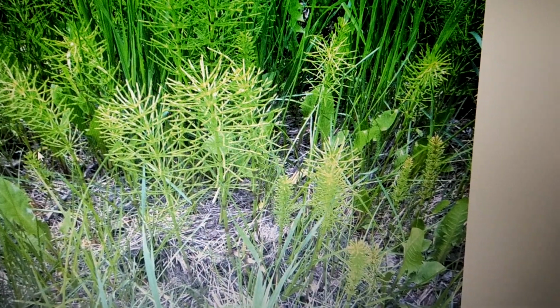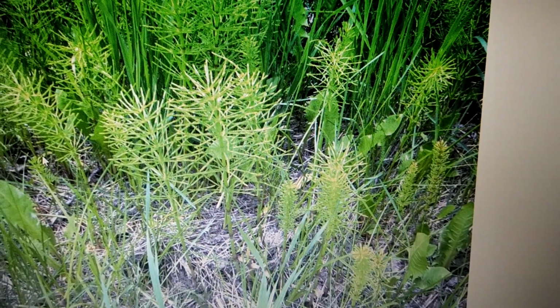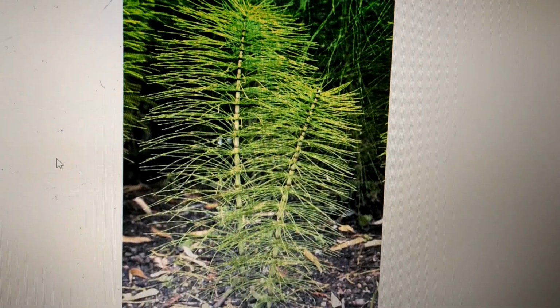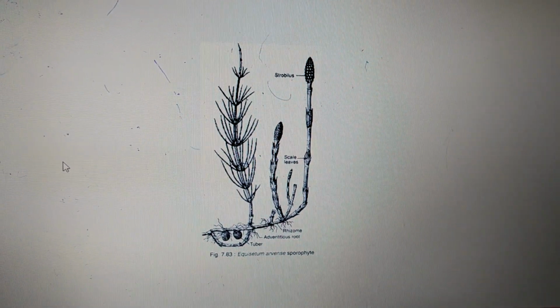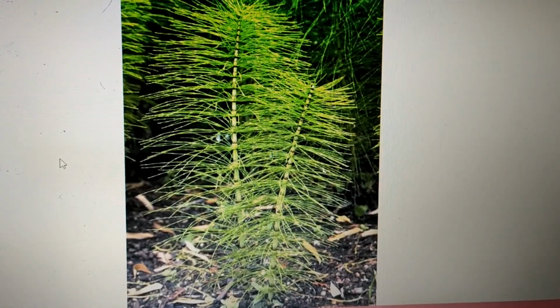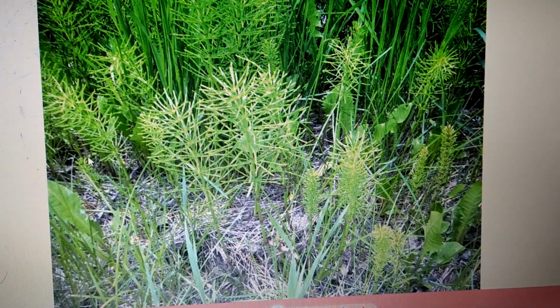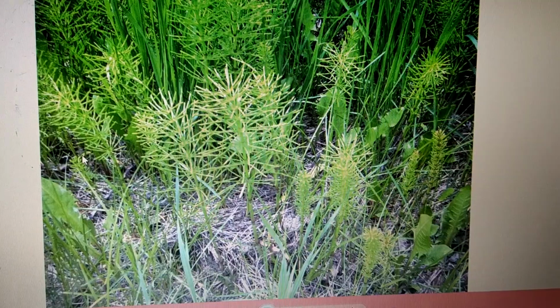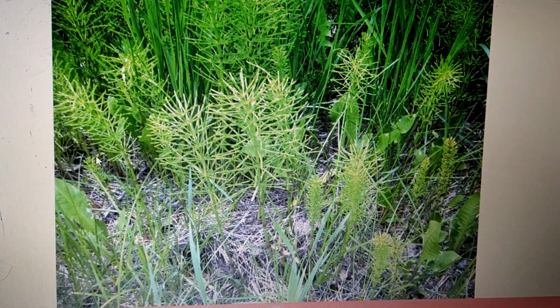Here we will be discussing another example of division Pteridophyta, and that's Equisetum. Equisetum is commonly called horsetail. This is how exactly it looks. The plant body of Equisetum has an aerial part and an underground part.